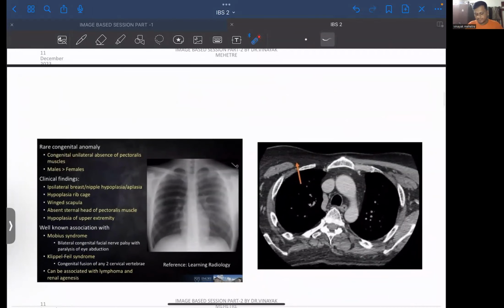Okay, if I give you the CT of Poland syndrome, take a look over here. This is the pectoralis muscle, and it is absent over here. The same CT will go for breast mastectomy. Okay, what is absent over here? Absent pectoralis.